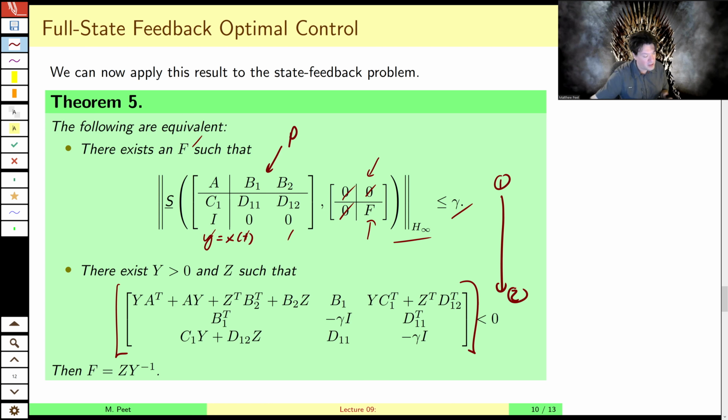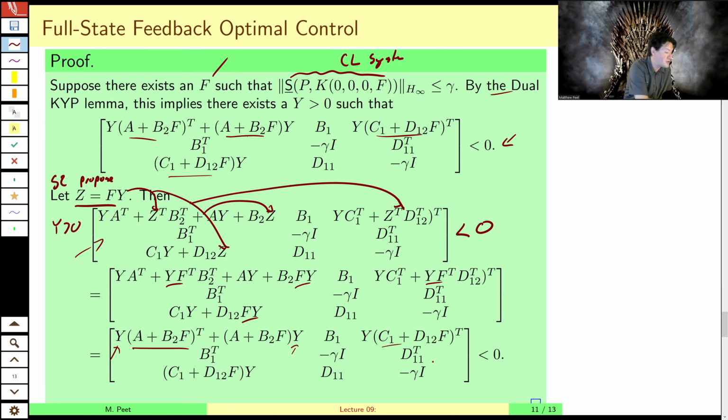For the converse, suppose that this LMI is feasible. This is our variable substitution, of course.